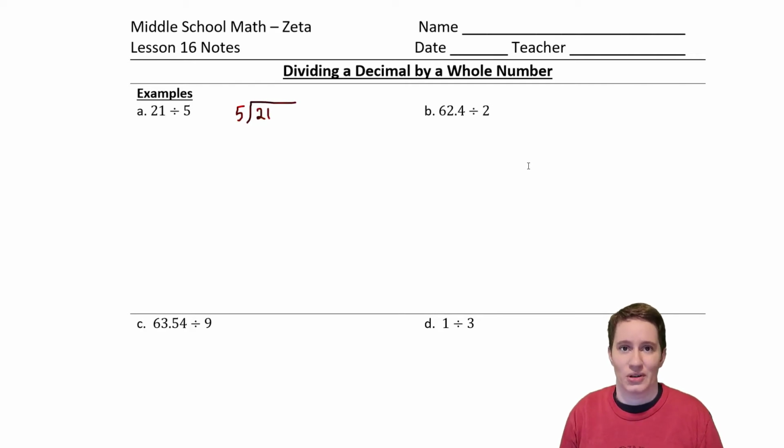So here's how this works, right? We say, does 5 go into 2? And if so, how many times? 5 does not go into 2. Then we say, does 5 go into 21? Yes, it does. It goes in 4 times.